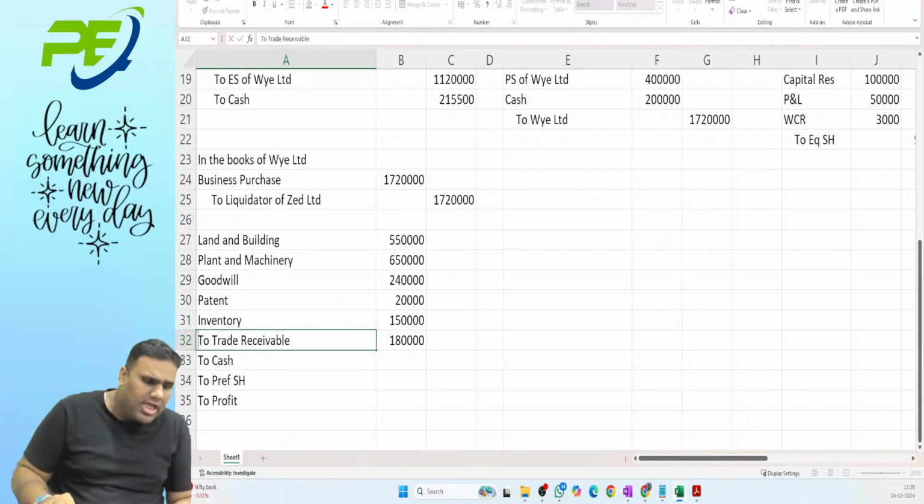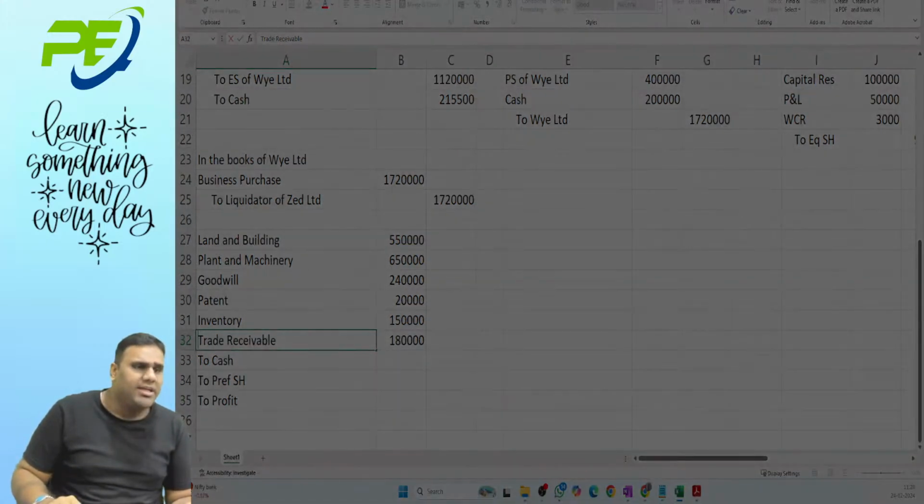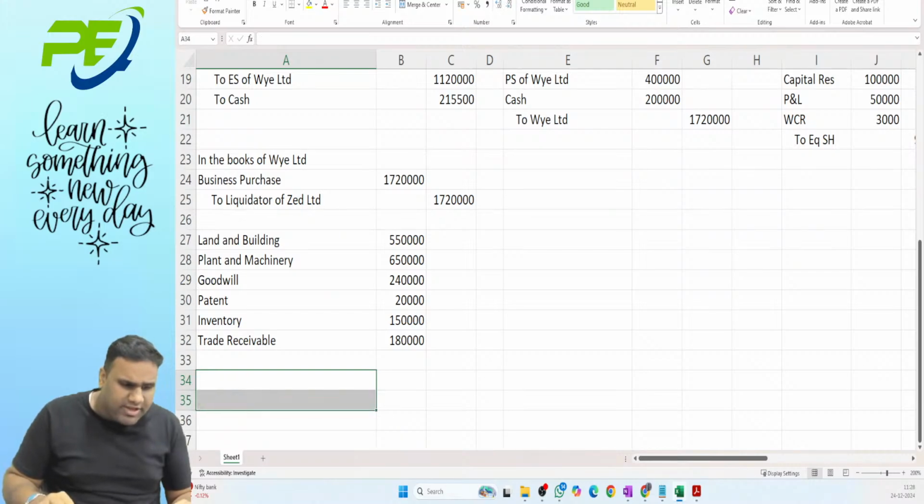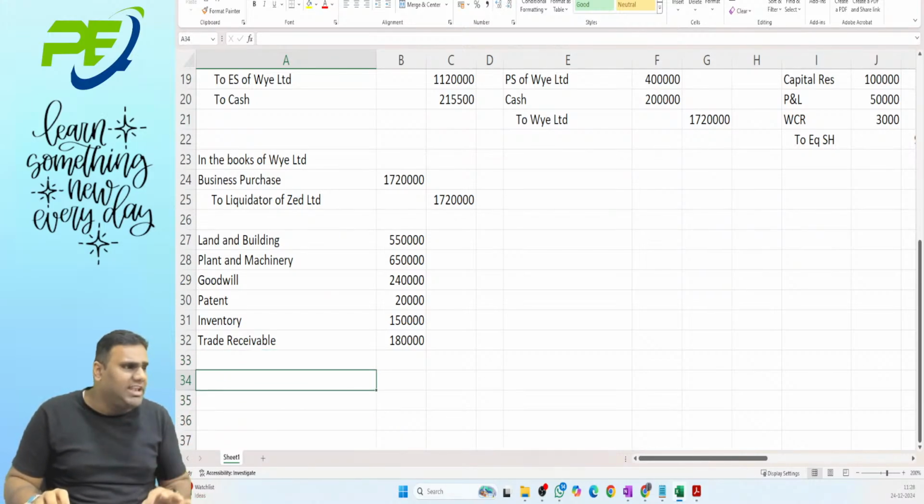Sure. Because they did not take cash, bhaiya. Cash will not come. Then all the assets we have recorded, but we will leave a line. Why? I'll tell you in 1 minute.